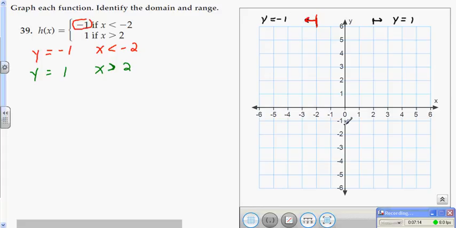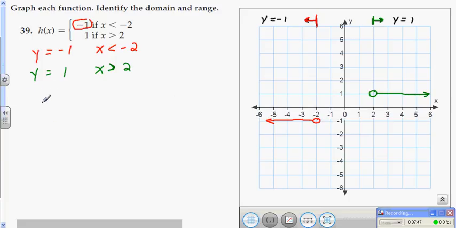So we go down to -1, and from this point, I have to use a circle, because it does not include -2, and I go left at -1, because that's a horizontal line. But if I'm talking about values of x that are greater than 2, in other words, this point and to the right, it has y equals 1 for an equation or function. So I find y equals +1. Again, I have to put a circle there because it does not say greater than or equal to 2. And I go to the right. And that represents this piecewise function.